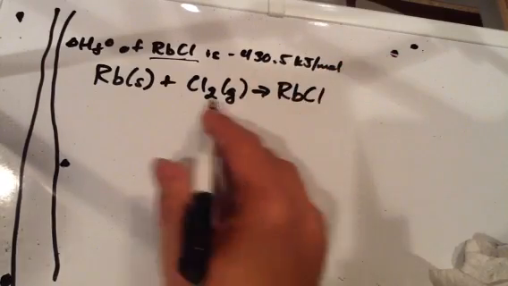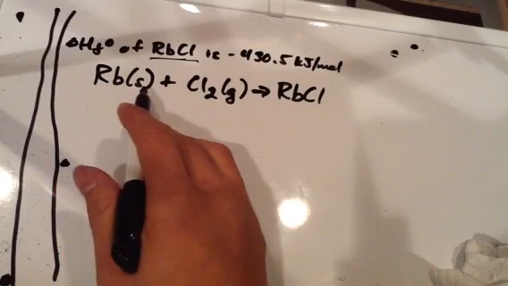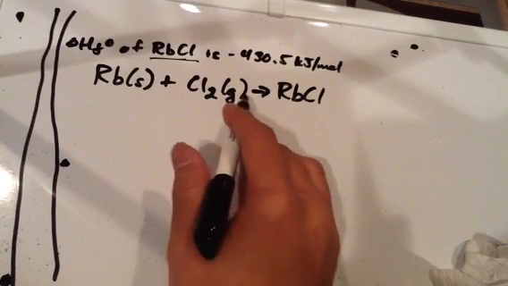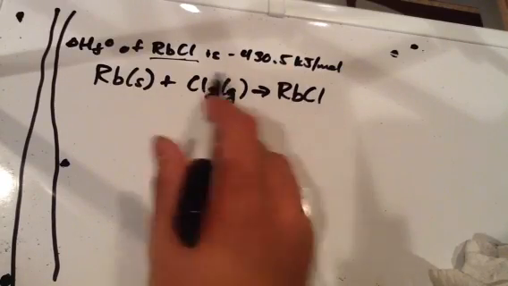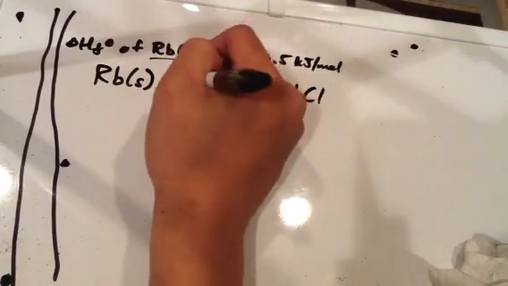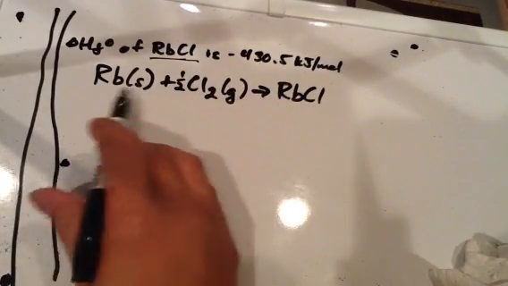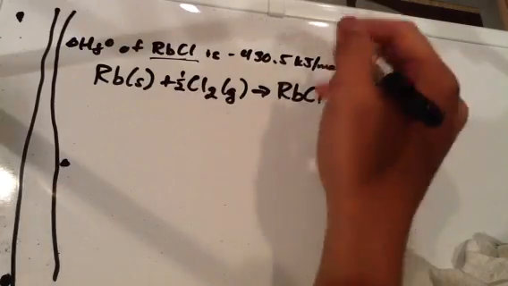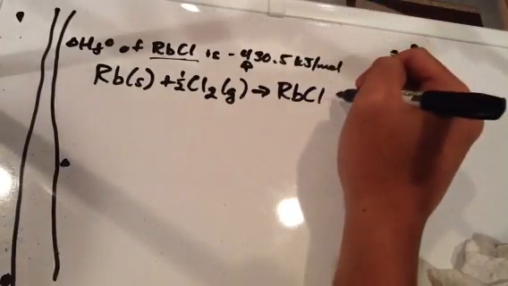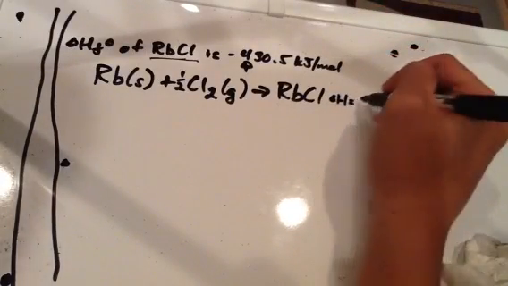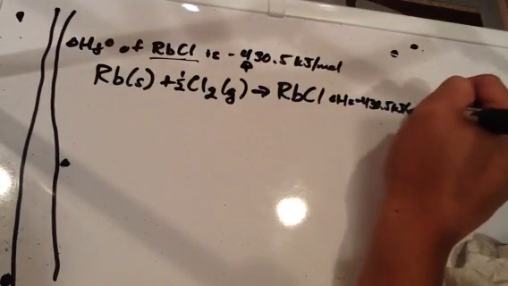Now, you should see a problem straight off the bat here. We have Rb solid plus Cl2 gas, but how many chlorines do we have here? Is this a balanced equation? No, it isn't, because we only have one chlorine here, but we have two here. So let's change this to 1/2 chlorine gas turns into rubidium chloride, with the rubidium solid. And this is our delta H, so we can say that delta H is equal to negative 430.5 kilojoules per mole.